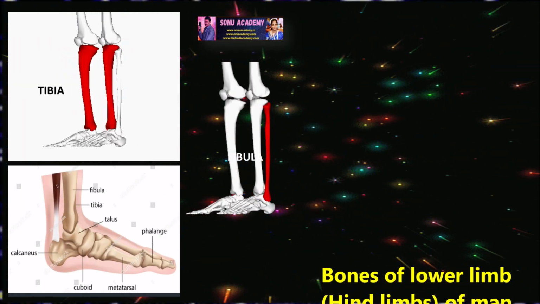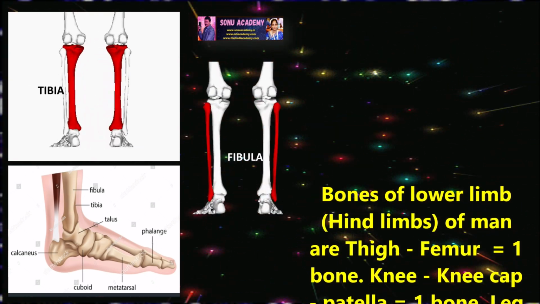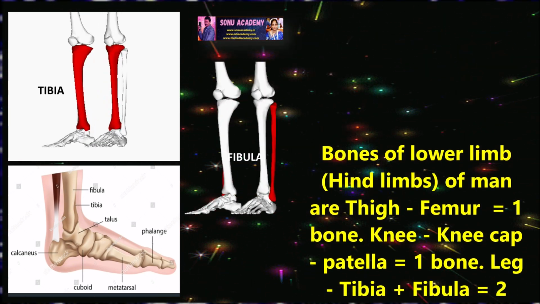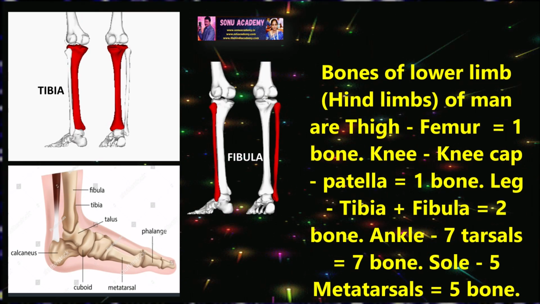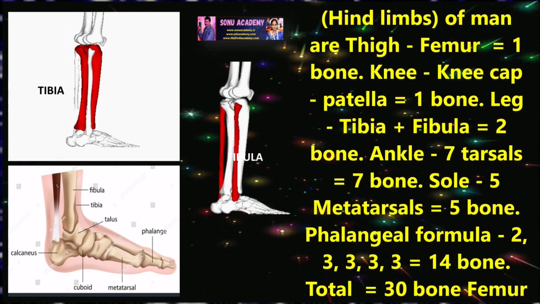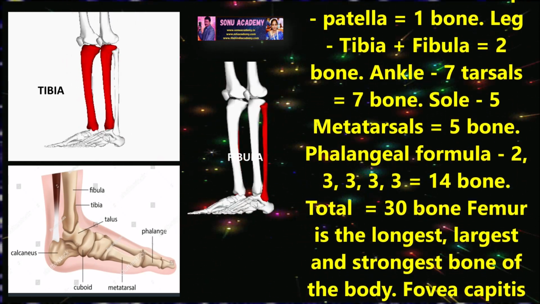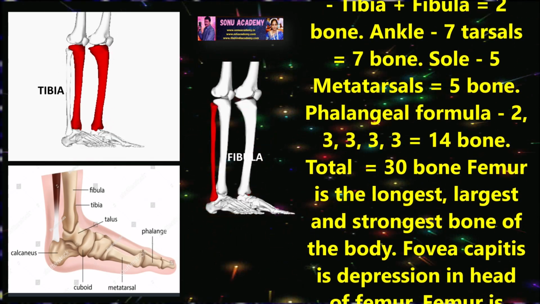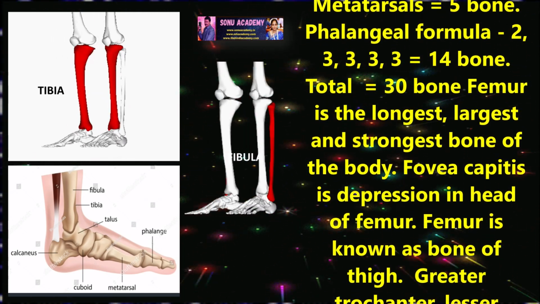Children, let us discuss the bones of the hind limb. Bones of the lower limb or hind limb of a man are: thigh bone, femur, 1; kneecap, patella, 1; leg, tibia and fibula, 2 bones; ankle, 7 tarsals, 7 bones; sole, 5 metatarsals, 5 bones; phalanges, formula 2, 3, 3, 3, 3, is equal to 14 bones. Total 30 bones are present in the leg.